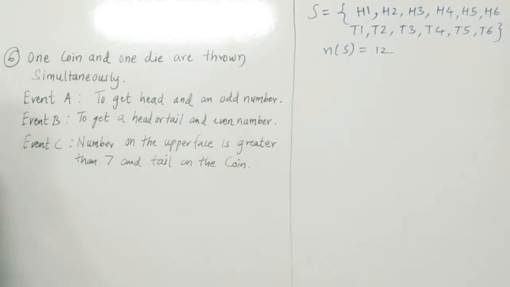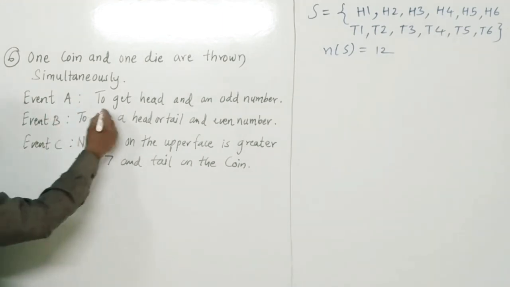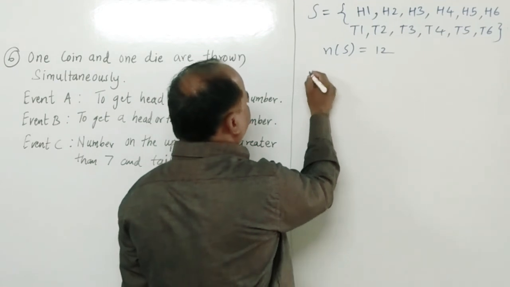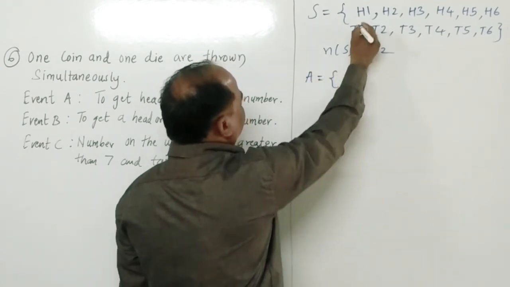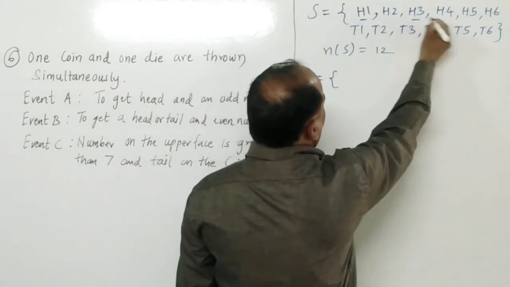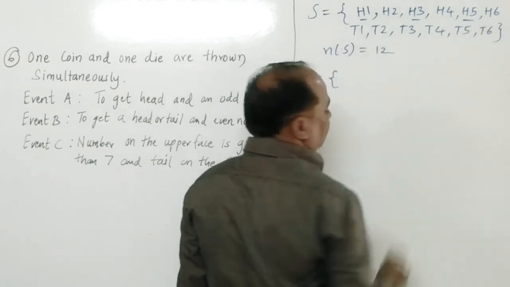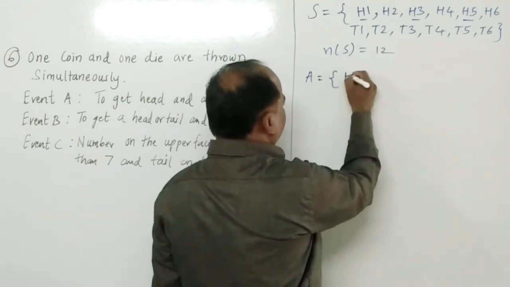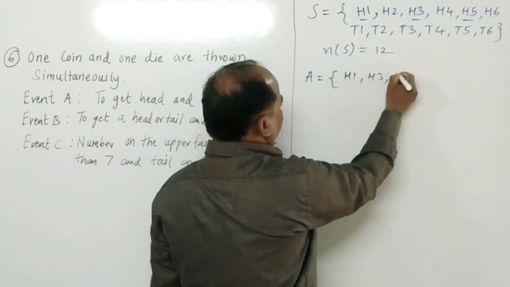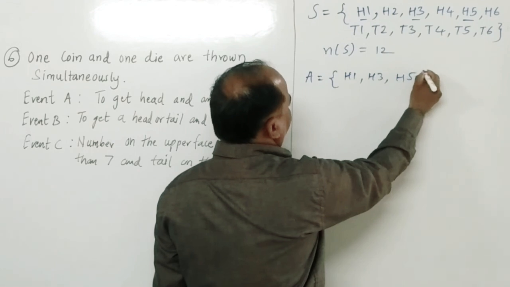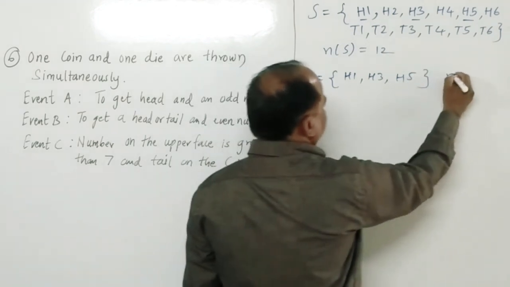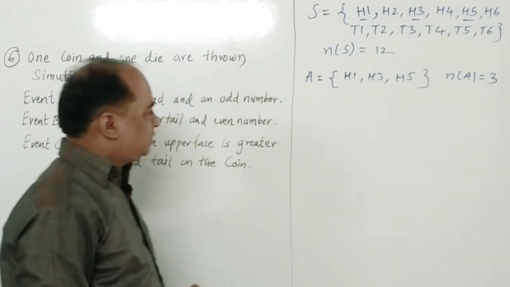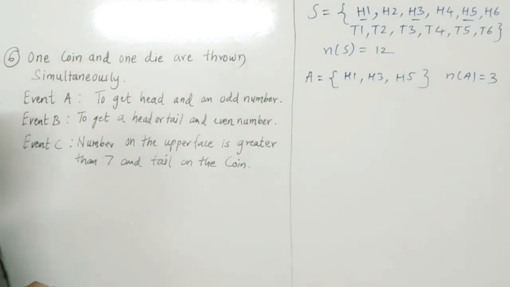Now event A: to get head and an odd number. So head and odd number. 1, 3 and 5 are the odd numbers. So H1, H3 and H5. So n(A) is equal to 3 sample points in the event A.